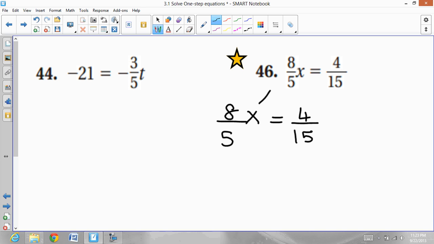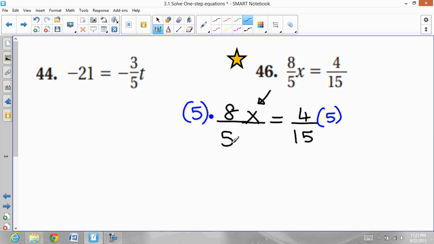Keep in mind, I need to isolate x. So anything that is tagging along with the x needs to go away. So if I pull this line through, it means the 5 is dividing the x. I need to get rid of this 5. Since it is on the bottom, which means dividing, I am going to do the opposite, which is multiplying. So I'm going to multiply this side by 5, and I'm going to multiply this side by 5.